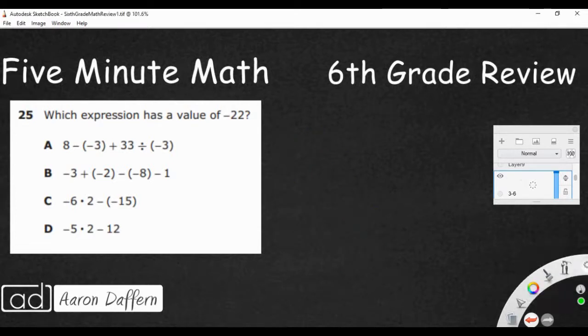And let's look at C. C does have multiplication, so we're going to need to start there first. Negative 6 times 2. So we're going to have to simplify that first. 6 times 2 is 12. So negative 6 times 2 is negative 12.